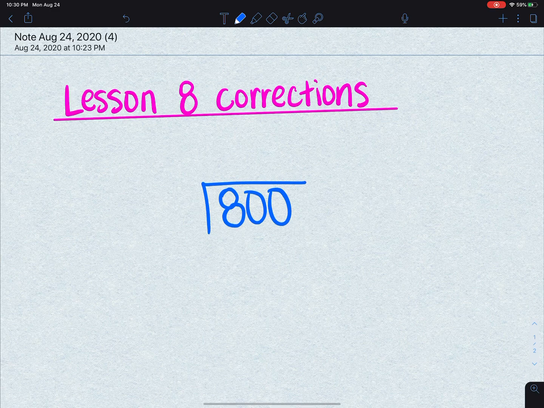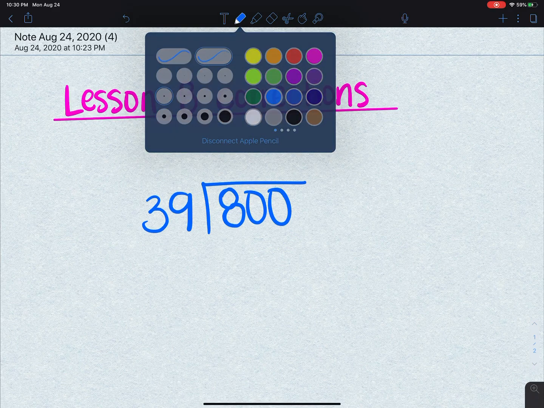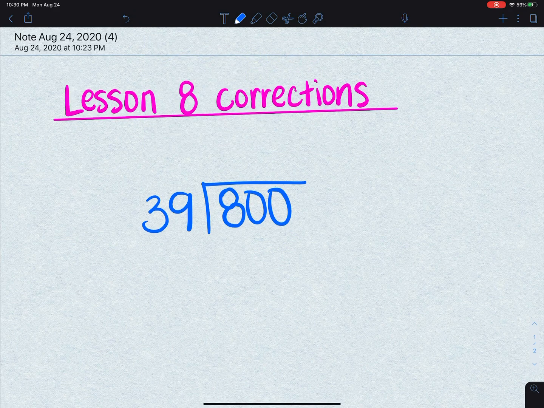divided by 39. And these are really tricky problems because of all these zeros. That can really mess people up. It messes me up when I do them. Sometimes I get them wrong too. So the best way to do it is just practice, okay? And you got the first part right. So the first thing you do is figure out how many times does 39 go into 80? And you said that it goes in there 2 times, which is correct.